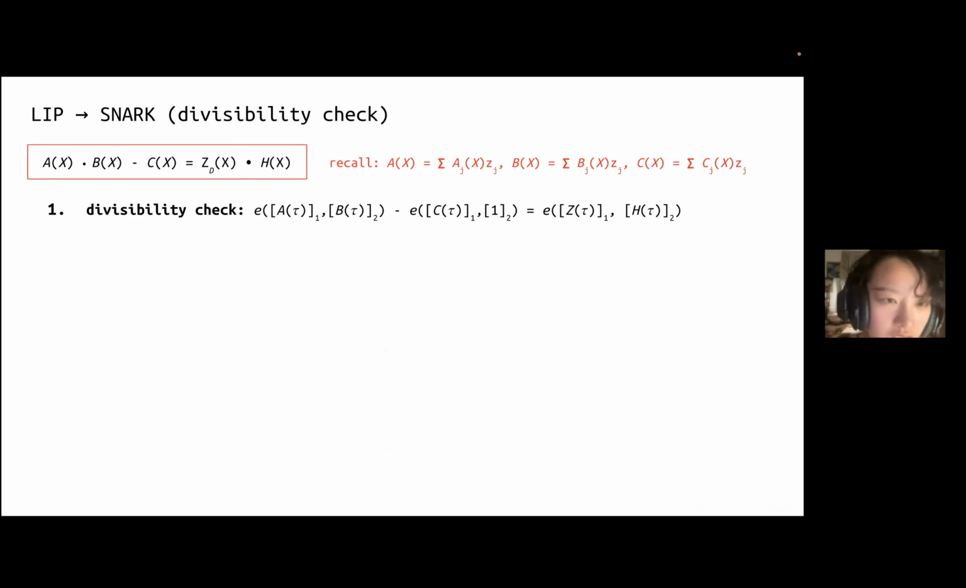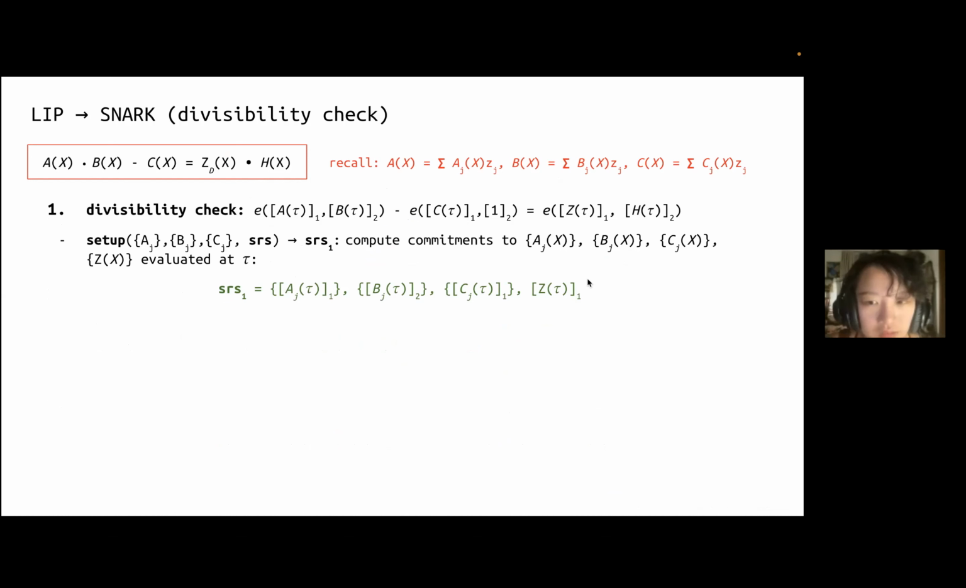So our first check is the main divisibility check. We're converting this identity directly to the pairing form of it: A times B minus C times 1 equals ZH. Using our powers of tau trusted setup, we can compute these commitments to the columns of our A, B, and C matrices. Basically, we just do a blind evaluation of each column at tau, and we do this also for the vanishing polynomial Z.